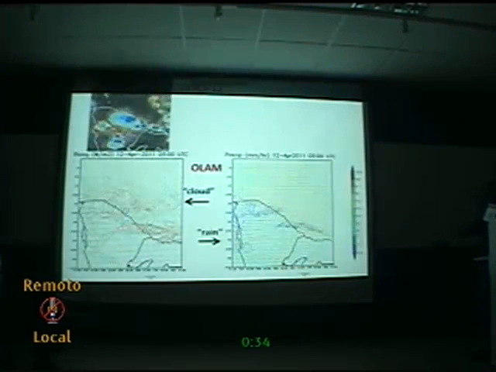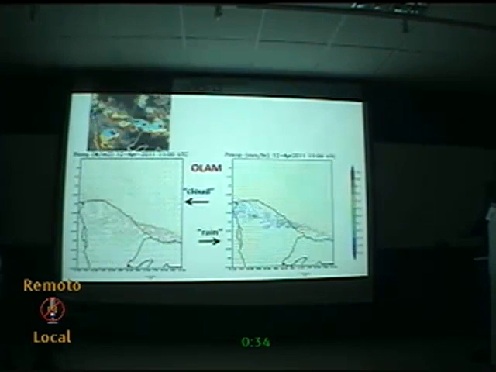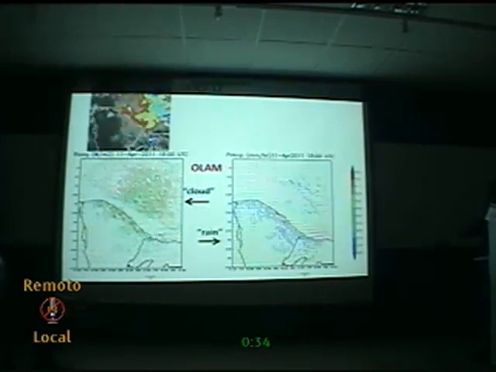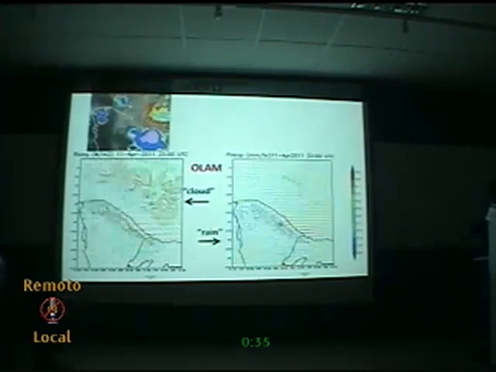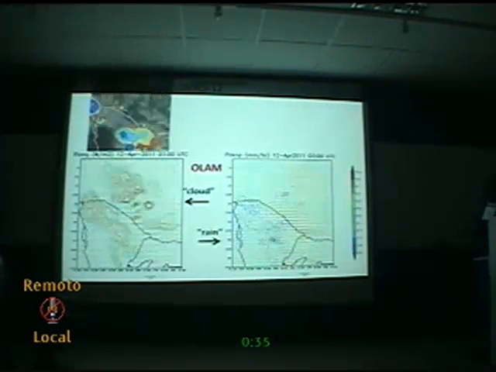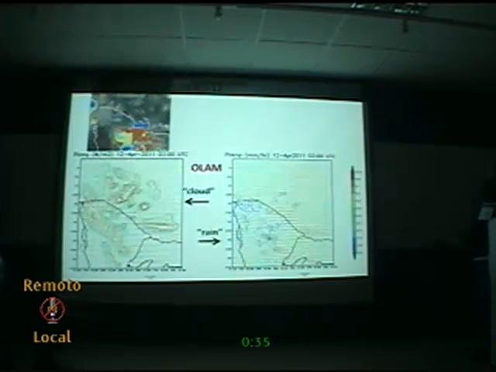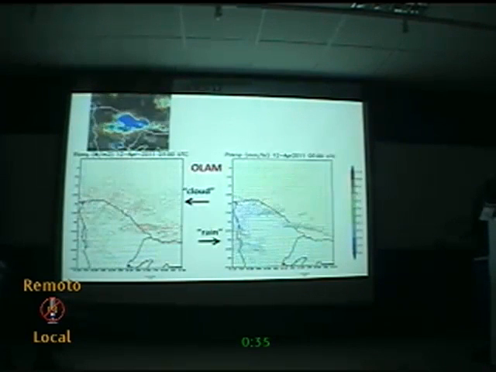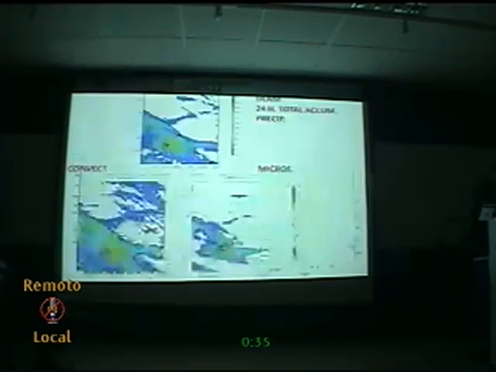And these are the clouds, and this is the precipitation. So we can see that the region that rained the most was over here, because the systems were moving from the east, and so the lines formed like this. It was a very interesting feature, and it compared very well with these observations from the satellite.